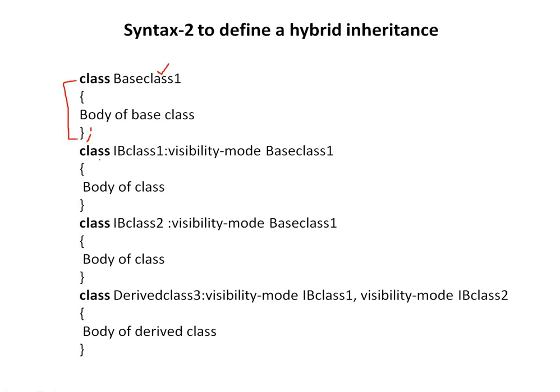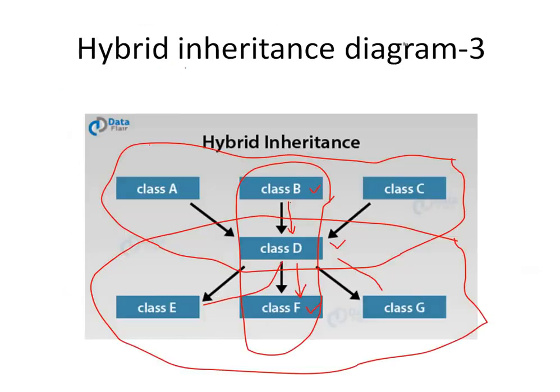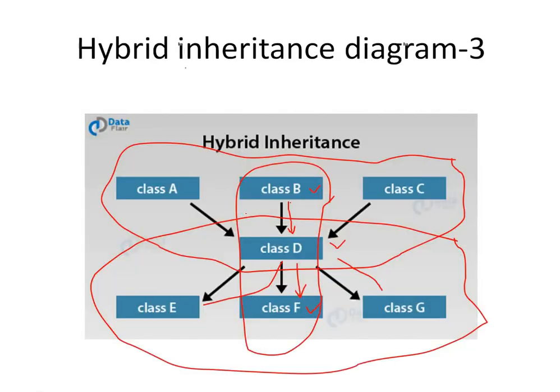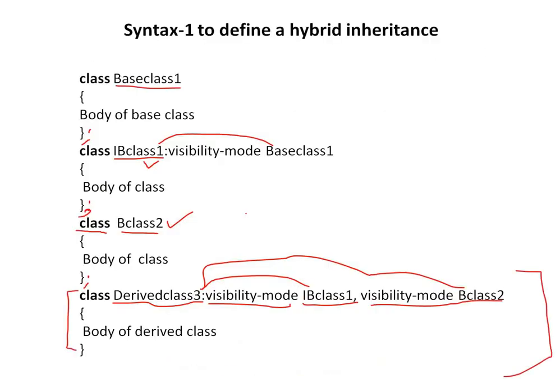Next we have to write the definition of intermediate base class 1, that is class IB class 1. IB class 1 means intermediate base class 1. In our example, what is the intermediate base class 1? This one. Derived class 1 is the intermediate base class. Already we have seen what is an intermediate base class in the previous class.